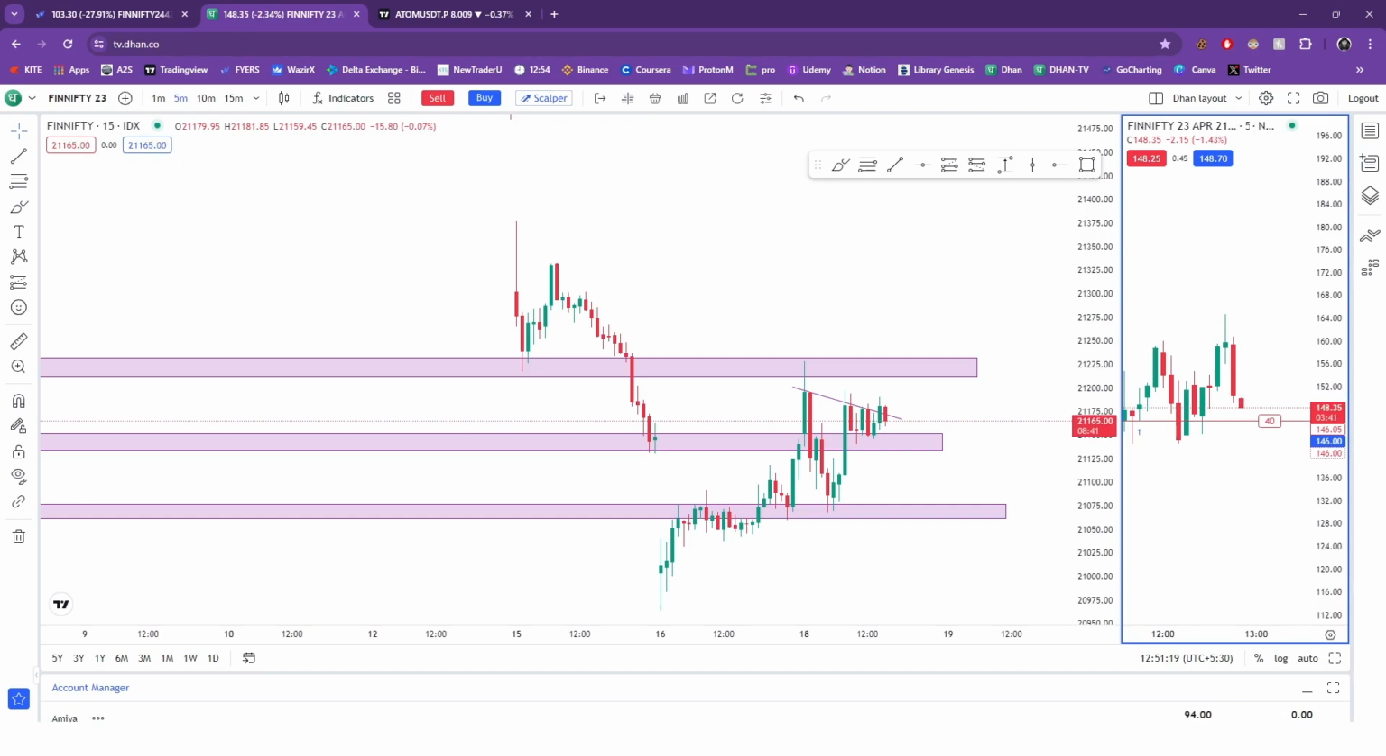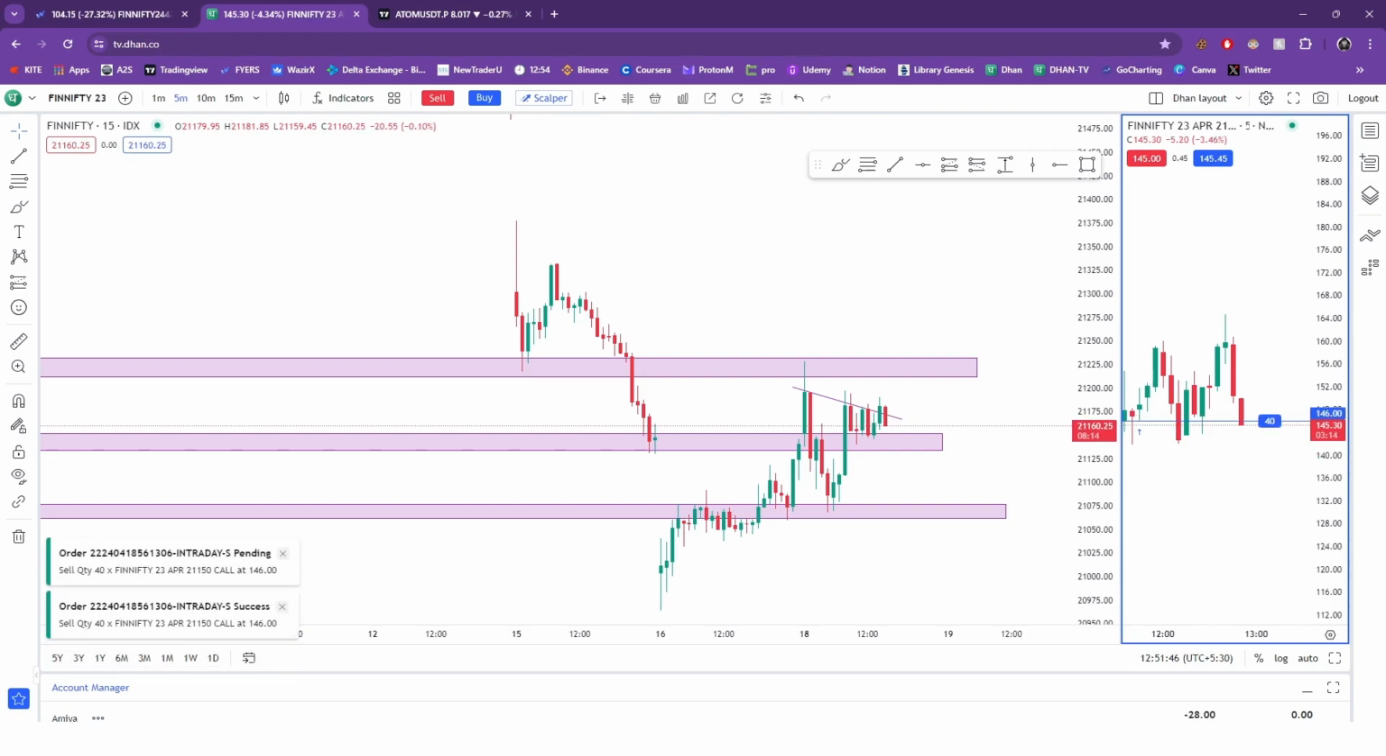As I expected, after the breakout the market may move upside, but that did not happen. If you look at the option chart, it formed a bearish engulfing candle, and the candle looks very strong, so there is very little chance that price goes up, and most probably our stop loss will be hit, which is at break even. Okay, as you can see, our stop loss is hit. We exited at no profit, no loss.